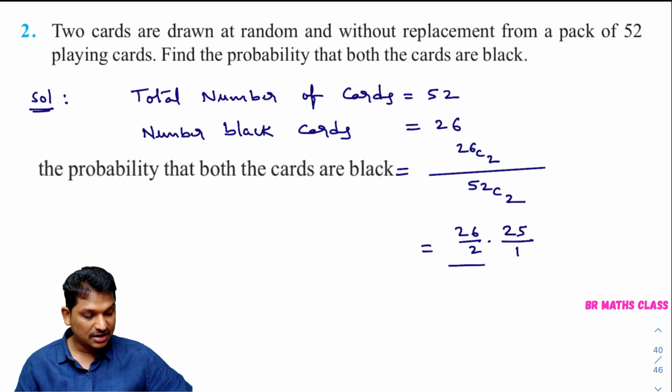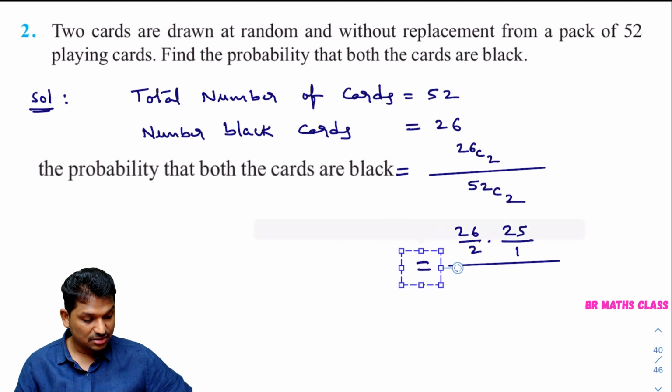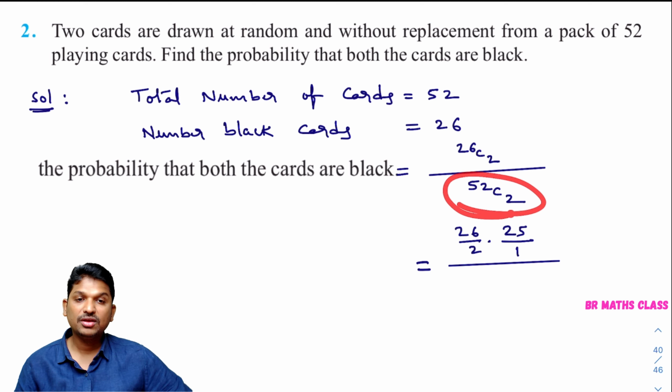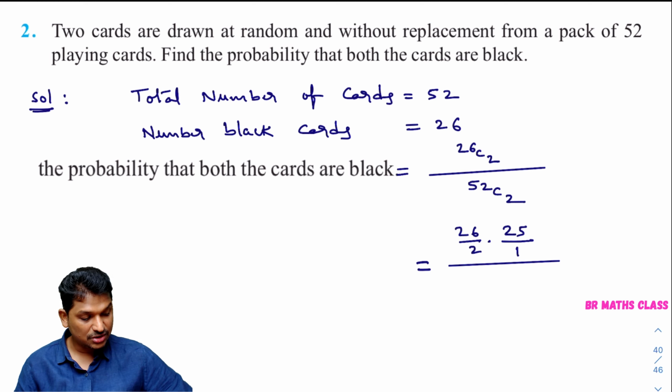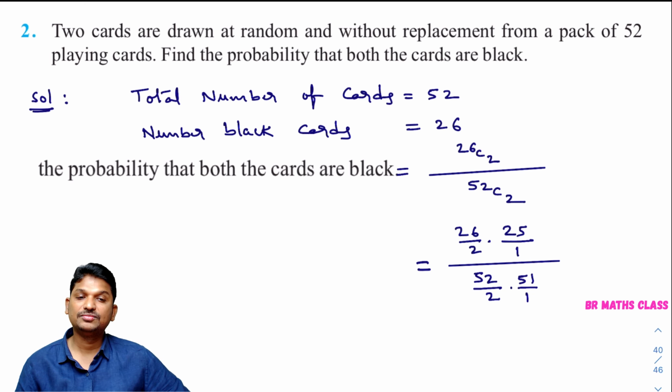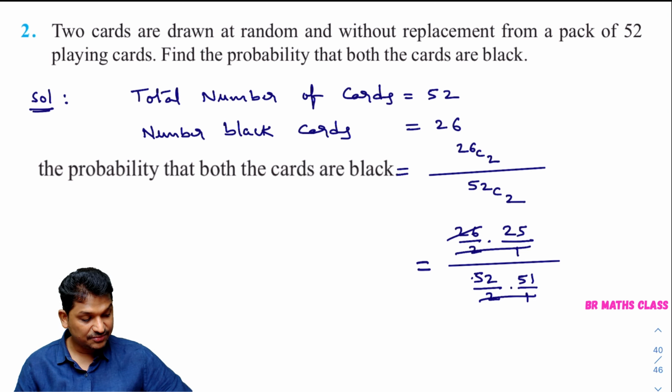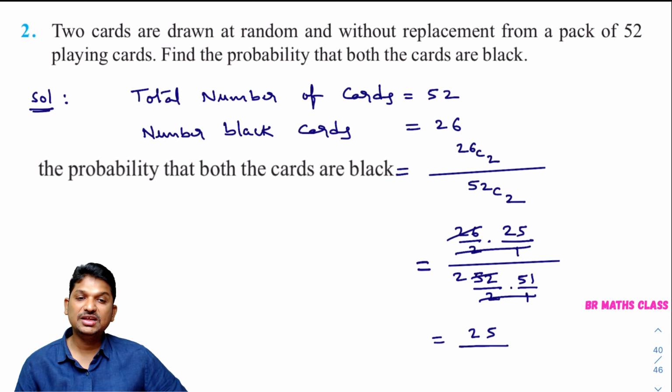Whole divided by 52C2. 52C2 is what? 52 divided by 2 into 51 divided by 1. Now you see these two ones will get cancelled. 26 in this 52, how many times? 2 times. What is remaining in the numerator? 25 is remaining. What is remaining in the denominator? 51 into 2, which is 102. So 25 divided by 102.